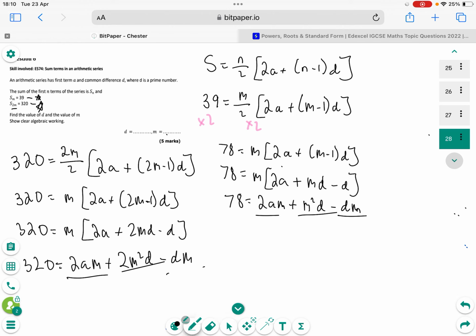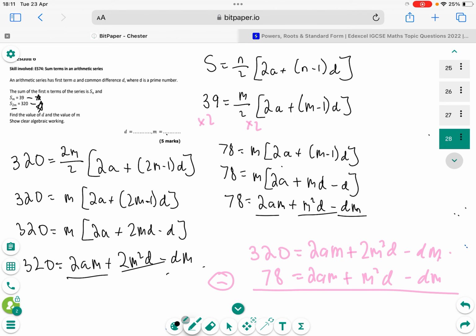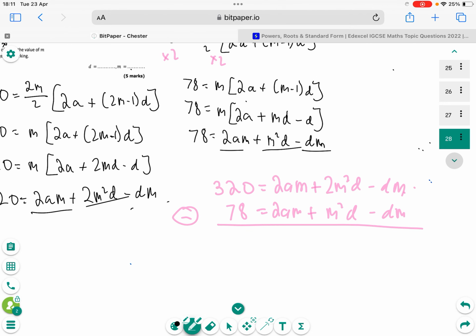What if we were to subtract the equations? So we have 320, we'll do this equation on top, equals 2am plus 2m squared d minus dm. This equation on the bottom, 78 equals 2am plus m squared d minus dm. What if we were to subtract the equations? This is the hard part to spot. We can subtract these equations. It's kind of like a simultaneous equation.